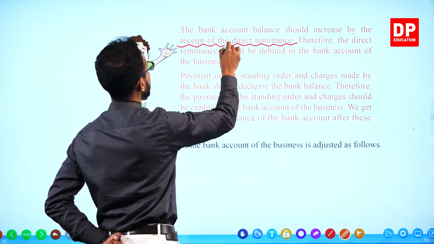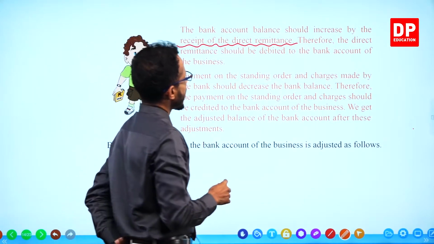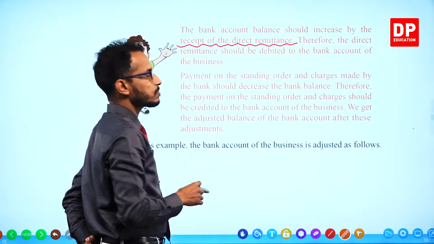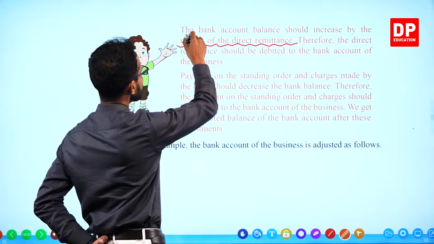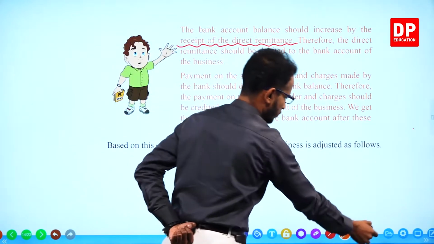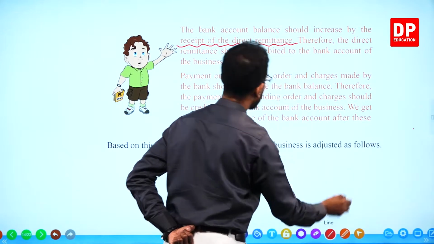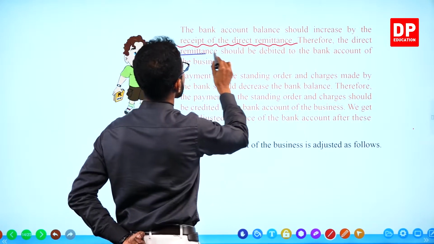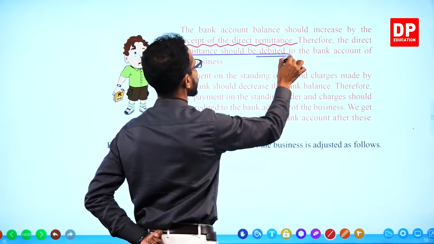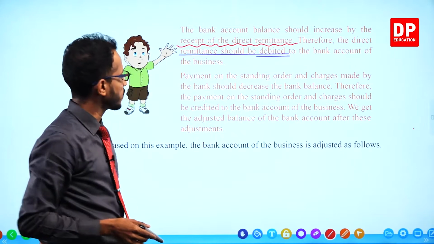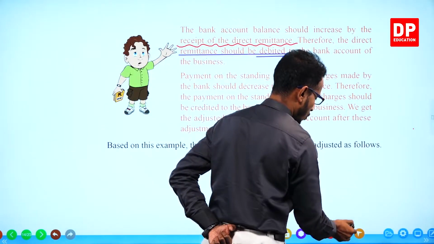Receiving of direct remittances. Bank account should be increased. That means our bank account should be debited, right? Debited, yeah. It's all right here. Remittances should be debited. Then we have the next item, standing orders.